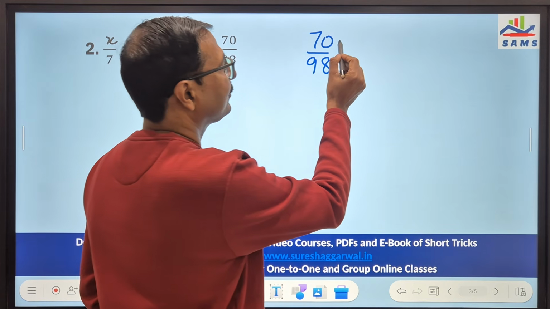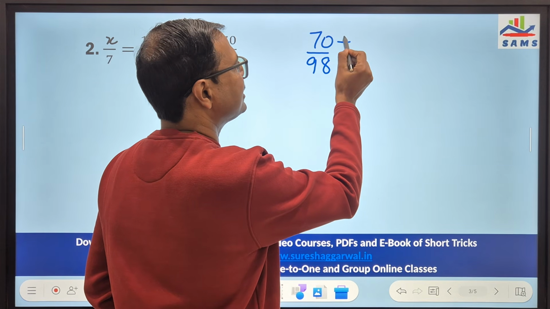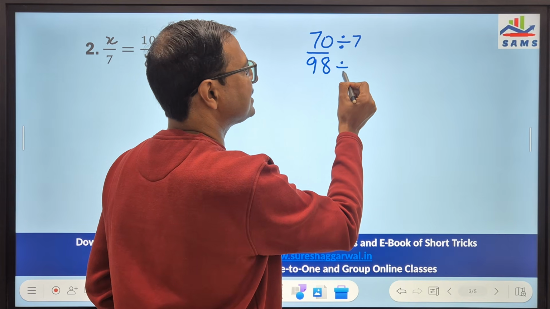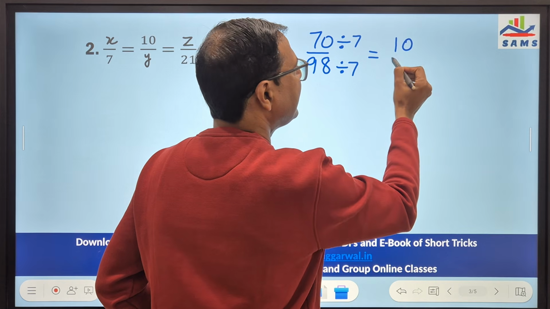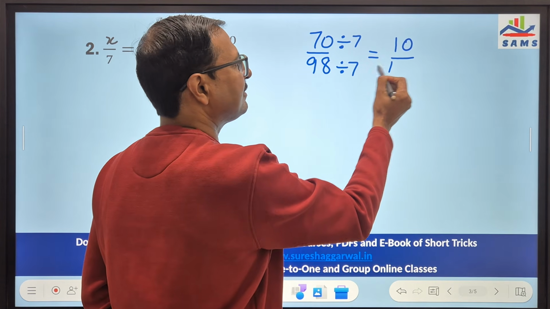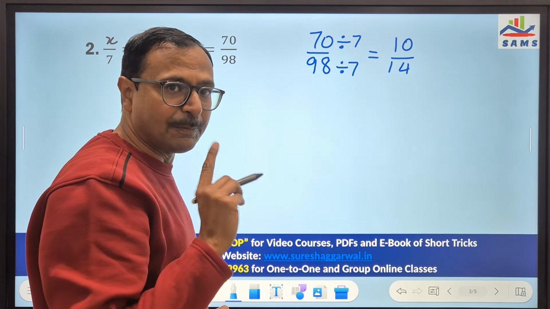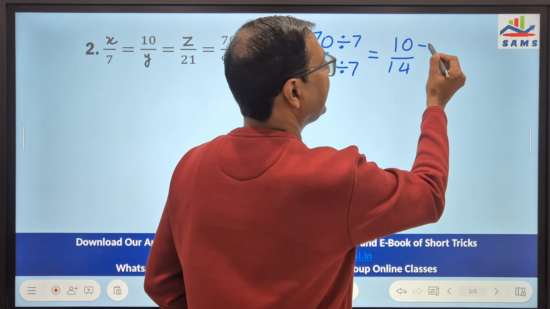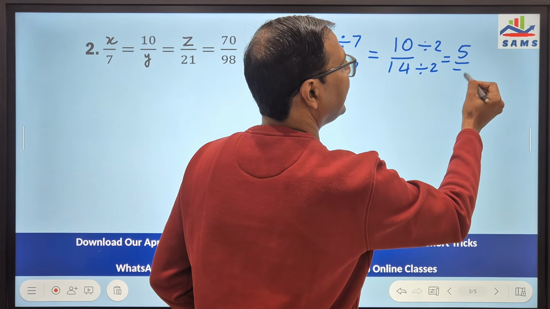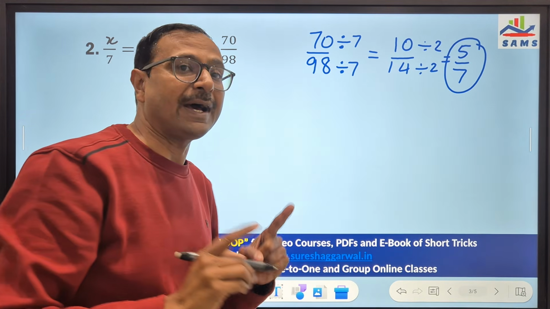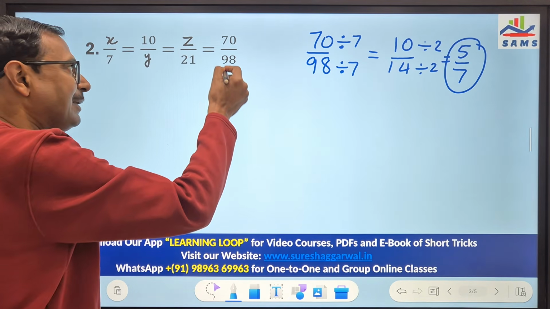So what will I do? I'll divide this by 7 and divide this by 7 because I know 7 is a common factor. So 7 10 times is 70 and 7 4 times 28. 10 upon 14, still I can do it, right? Divide by 2, you get 5 by 7. And now 5 by 7 is what I wanted. I don't want 70 by 98.